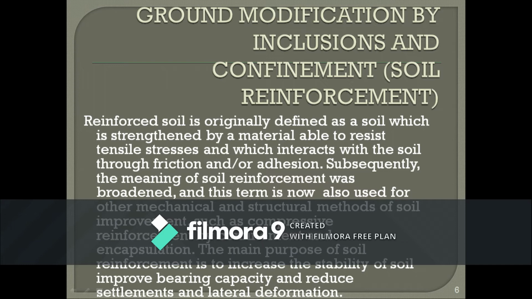So the main purpose of soil reinforcement is to increase the stability of the soil, improve the bearing capacity and reduce settlement and lateral deformation. So why are you going to reinforce soil? First is to increase the stability. Ground modification itself means increasing the stability, increasing the bearing capacity, and decreasing the settlement as well as lateral deformation. So even in inclusions and confinement you are going to achieve the main aim of modification. How we are going to achieve it, we'll see.